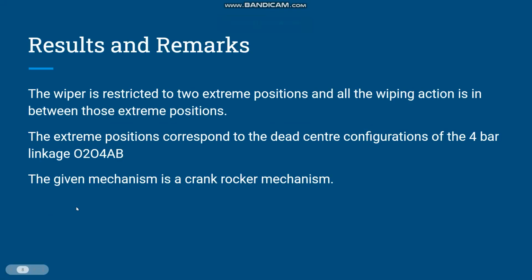Now, with the simulation done, let's take a look at the results. As we can see, the wiper is restricted to two extreme positions, one on the left and one on the right, and all the wiping action is in between those two extreme positions. These extreme positions correspond to the dead center configurations of the 4-bar linkage O2O4AB, as explained by my friend Soumya Ranjan Jena in his initial graphical solution. The third conclusion is that the given mechanism is a crank rocker mechanism. So that's about the windshield wiper mechanism.